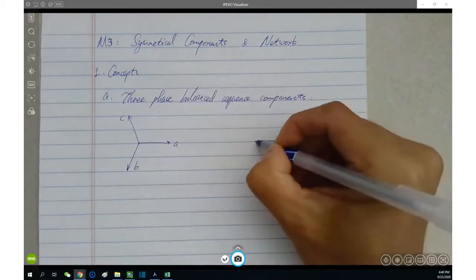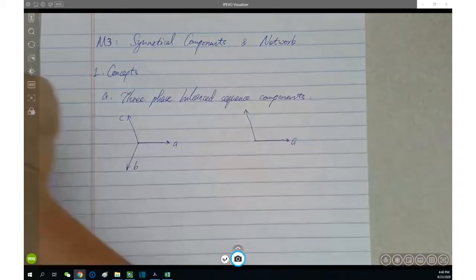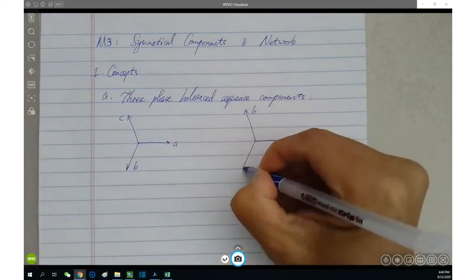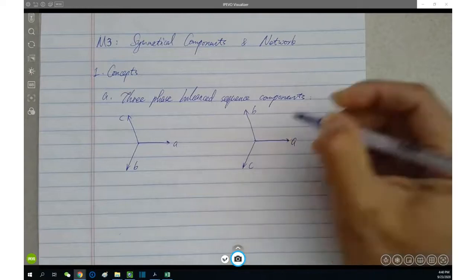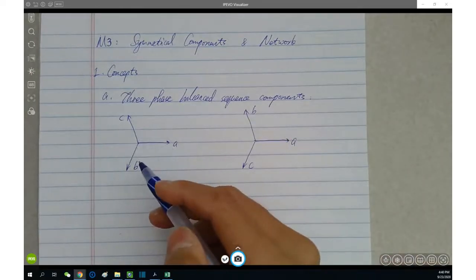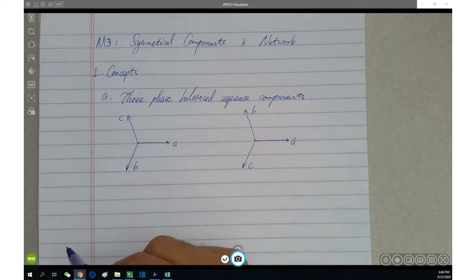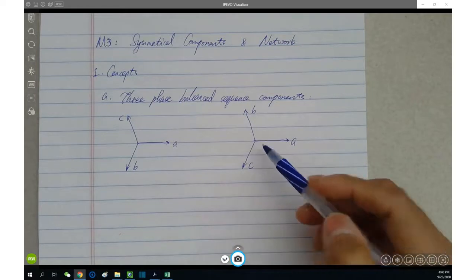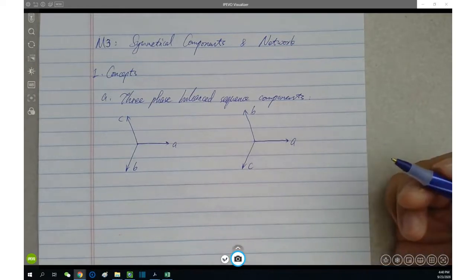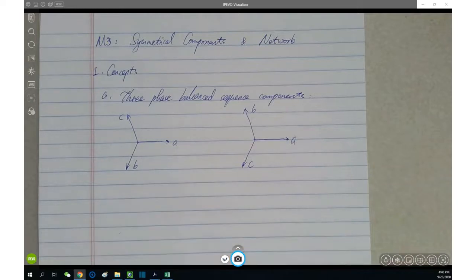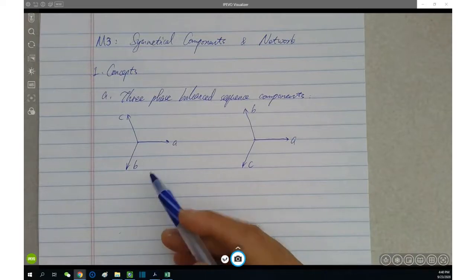Anyone remember the first one here? Is this positive or negative? This one, positive or negative? Anyone remember? But one is positive and the other is negative, as you know, because they have different phase sequence, right? So this one is positive or negative. 50% chance to win, but positive or negative?